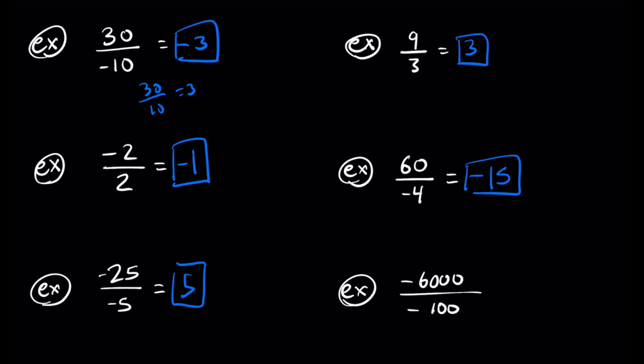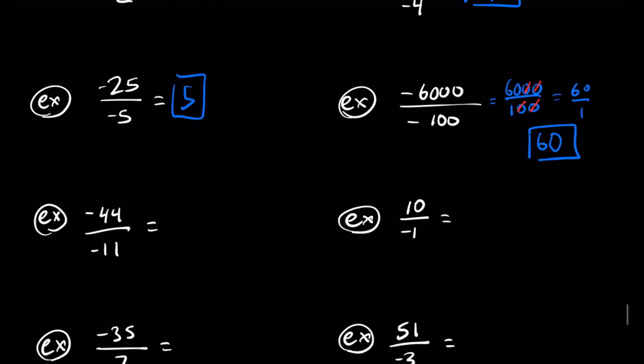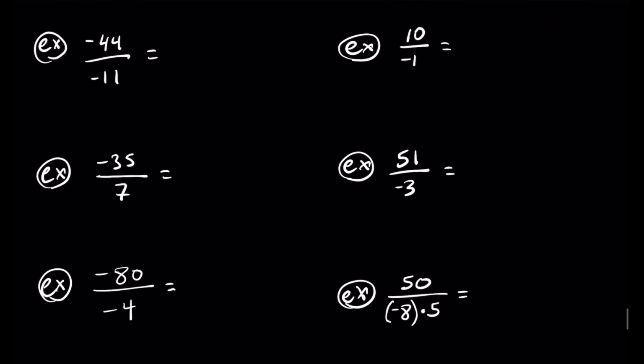Negative 6,000 over negative 100, well, those negatives are going to cancel, so I can rewrite this as 6,000 over 100, and then I can cancel out some zeros, and I'll have 60 over 1, which is just 60. All right, a few more here. Negative 44 over negative 11. Well, that's going to be positive because the negatives cancel. So 44 over 11 is 4.